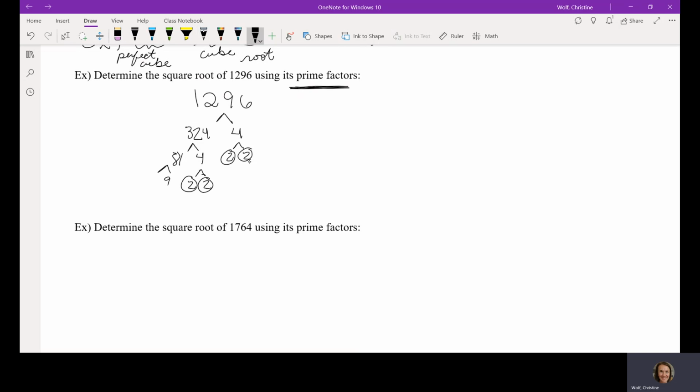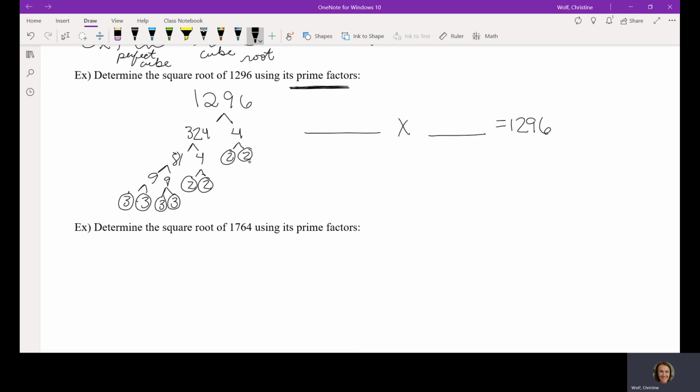Now 81, I'm going to go 9 and 9. I can't circle those yet because 9 and 9 can break down again to 3 and 3. I do the same thing for that one, 3 and 3. So there's all the prime factors for 1296. So I'm asking you, what is the square root of 1296? What number times itself gives me 1296?